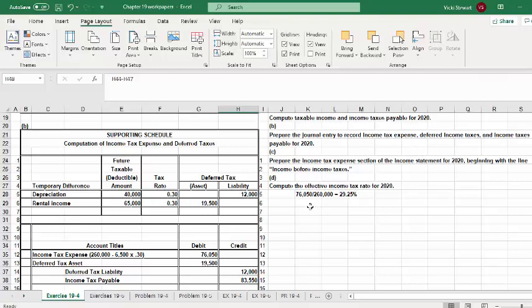The last part, D, says compute the effective income tax rate for 2020. So to determine the effective rate, we take the income tax expense of $76,050 and divide it by our pre-tax financial income of $260,000, and we get an effective tax rate of 29.25%, which is less than our 30% tax rate because of the municipal bond interest of $6,500 that was a permanent difference. And that is the conclusion of the demonstration for exercise 19.4b.